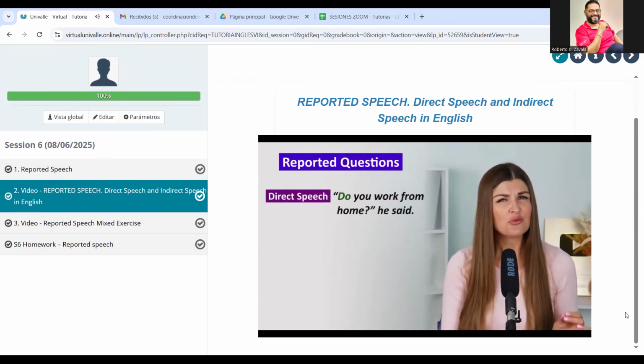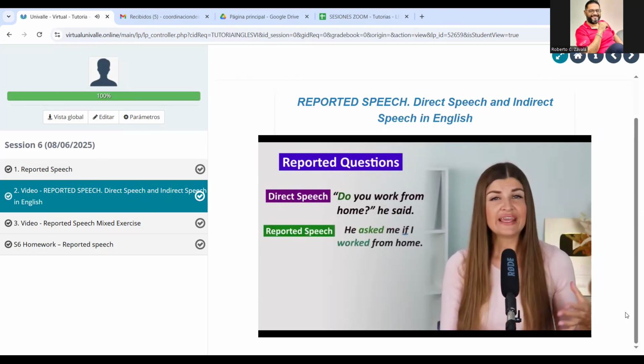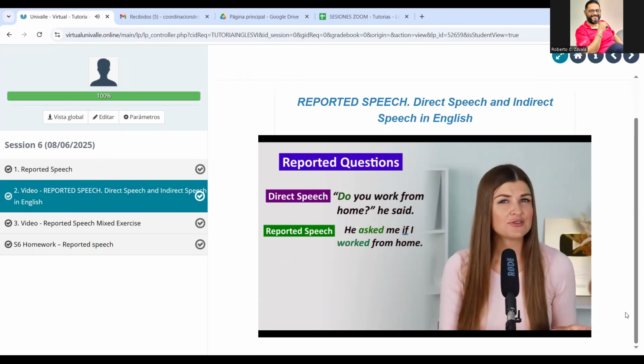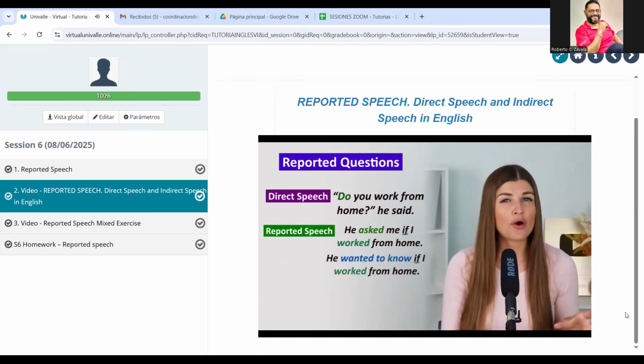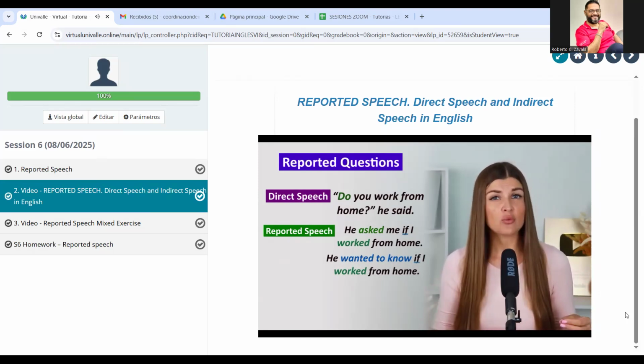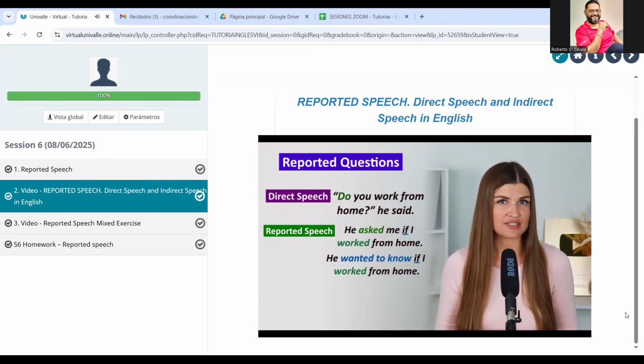Another example. "Do you work from home?" he said. He asked me if I worked from home. We can also use wanted to know. He wanted to know if I worked from home. Once again, guys, we added a reported verb, ask or wanted to know. We changed the tense. The present simple tense work changed to the past simple tense worked. We changed the pronoun you to I. And we removed the question mark and added if.